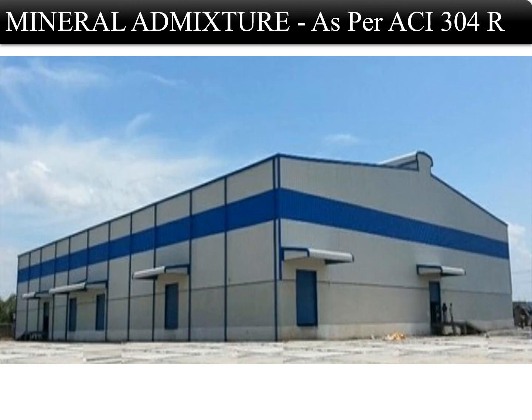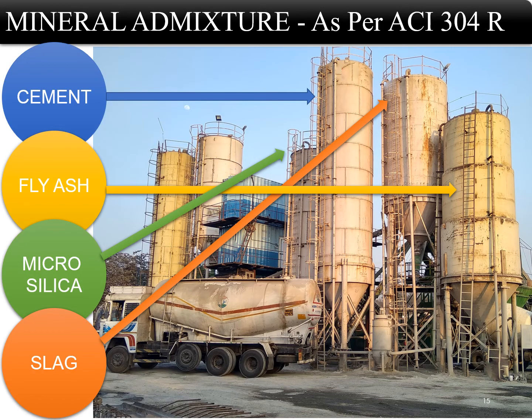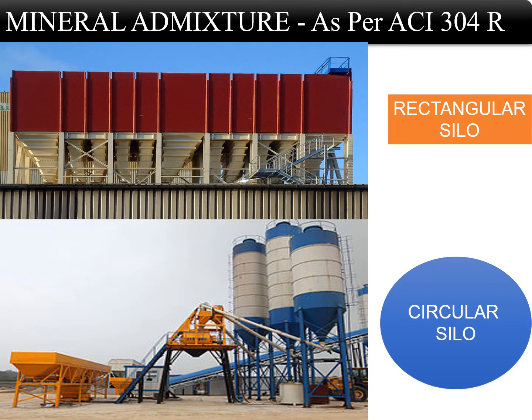All mineral admixtures should be stored in watertight, properly ventilated structures to prevent absorption of moisture. Storage facilities for bulk mineral admixtures should include separate compartments for each type of mineral admixture used. The interiors of a mineral admixture silo should be smooth with a minimum bottom slope of 50 degrees from the horizontal for a circular silo, or 55 to 60 degrees for a rectangular silo.